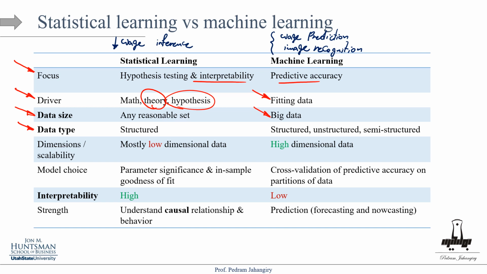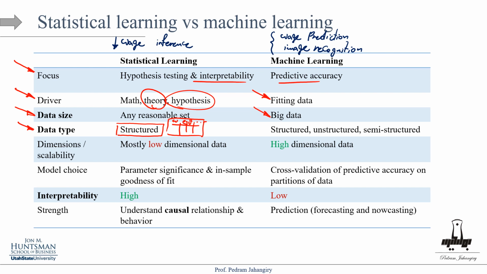So when it comes to the data type, in statistical learning, we are dealing with structured data, right? So the data sets that we can simply summarize in nice columns and rows, right? So for example, we have wage, we have education, we have gender, etc. So this is what we call a flat file, right? So we can have a table.